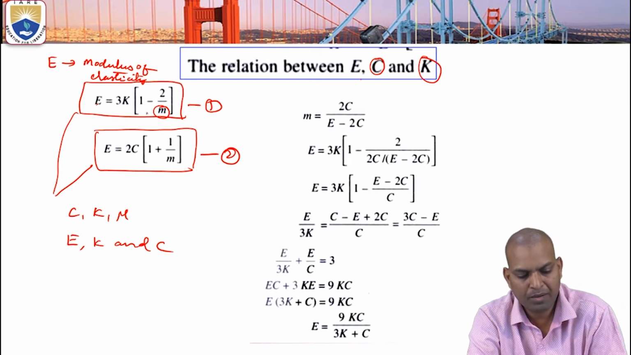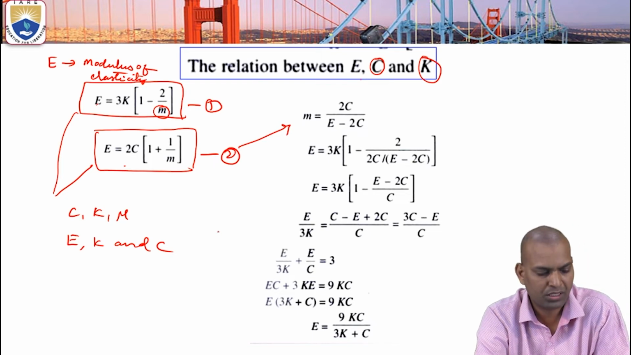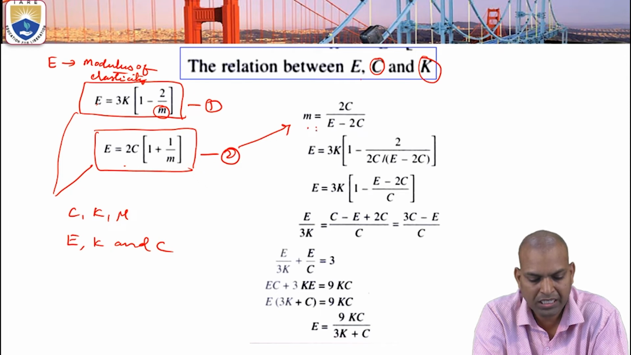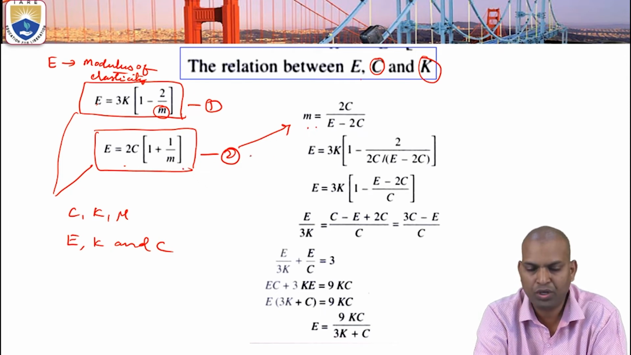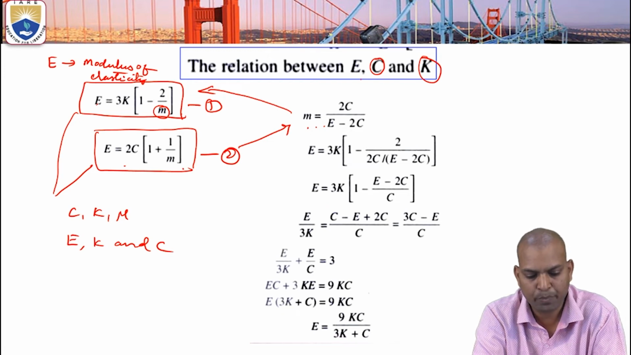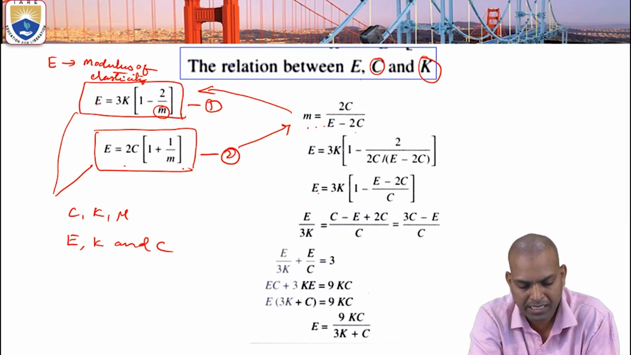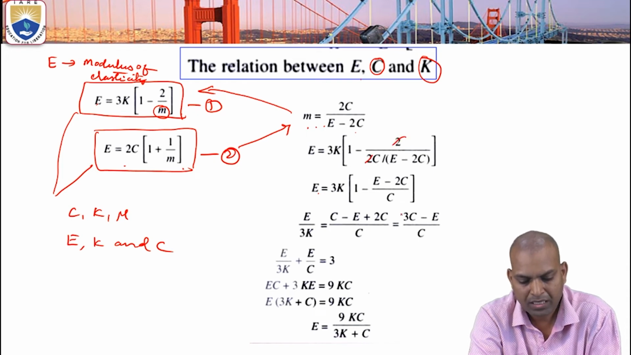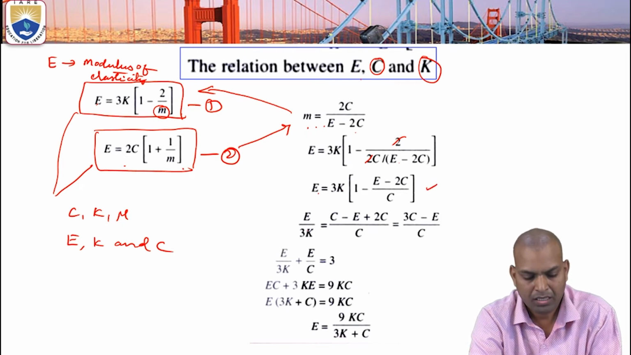Now what is M equal to? From equation 2, M equal to 2C by E minus 2C. Substitute this M value in equation 1. Then E equal to 3K times 1 minus 2 by M, where M is 2C by E minus 2C. Now if we simplify it, the 2 gets cancelled, then E equal to 3K times 1 minus E minus 2C by C. Then E by 3K equal to, making it LCM, C minus E plus 2C by C. Then 2C plus C, that is 3C minus E by C.